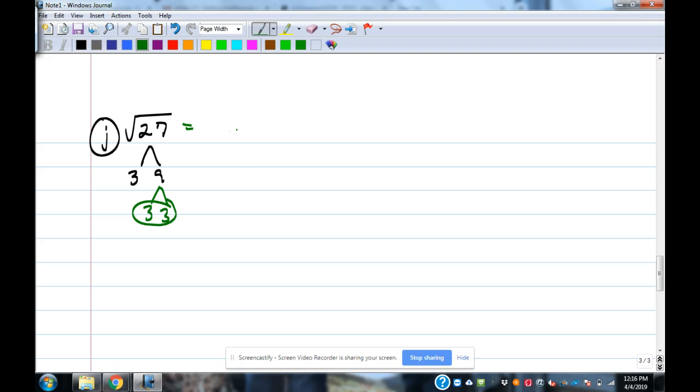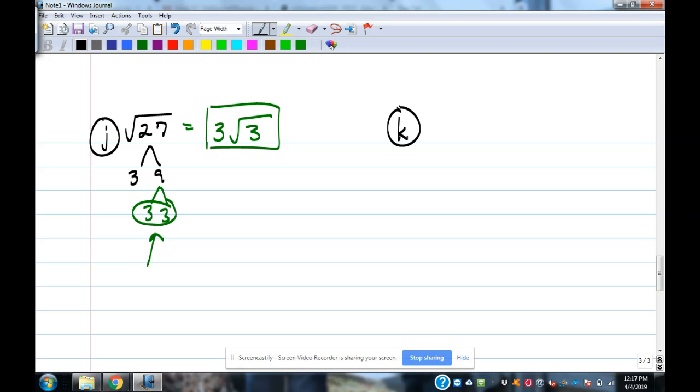Say it again, Caitlin. Square root of 3, right. A representative from that pair is all that goes out there. So it's 3 square root of 3. One representative from that pair is what goes out there. Okay.